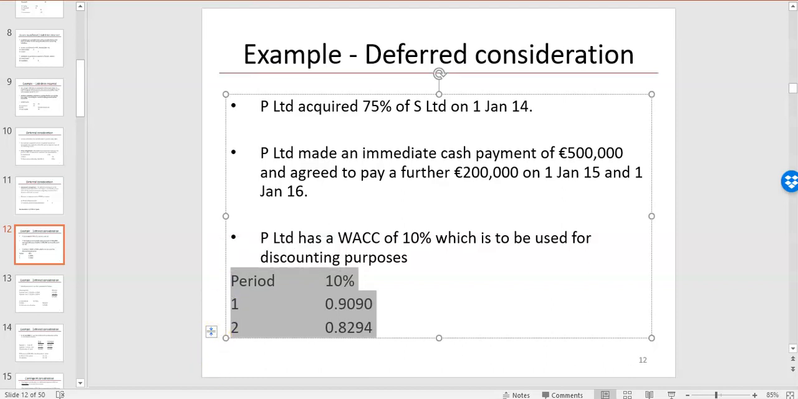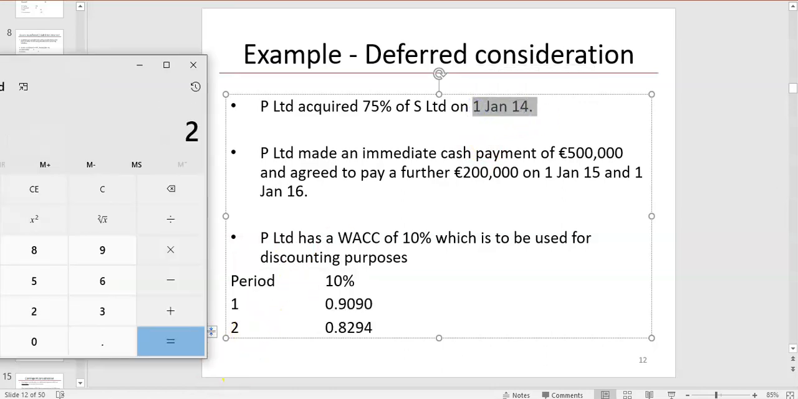need them. So for example, at the date of acquisition, when we need the present value, on the 1st of January 14, 200,000 payable in 1 year will be multiplied by 0.909, which is 181,800. So the present value of that first payment is 181,800. So you will debit investment and you will credit deferred consideration.